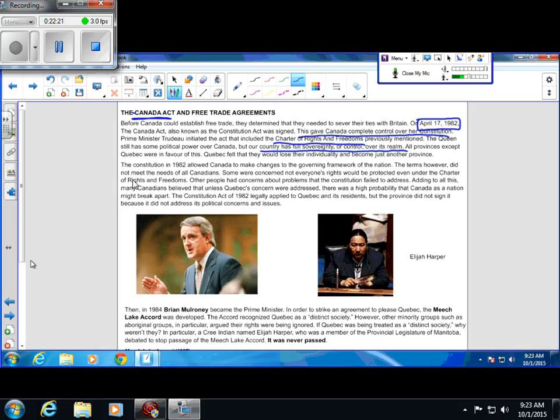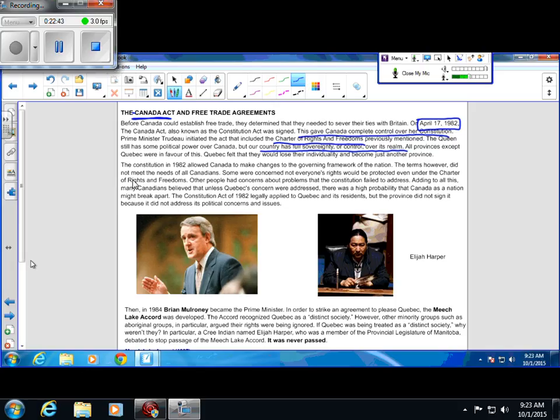Basically all the provinces agreed with this, except for Quebec. Quebec once again felt that they would lose their individuality and just become another province if they signed and agreed with the Canada Act or the Constitution Act.